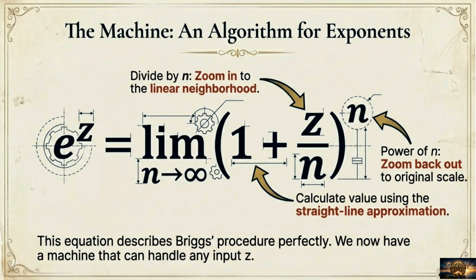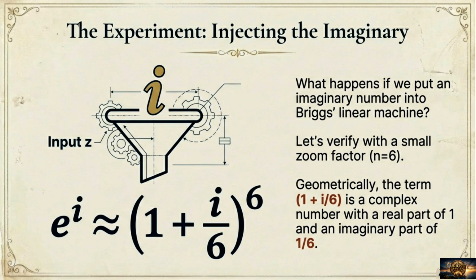This leads to an algorithm for exponents, often called the compound interest formula. We divide by n to zoom in, calculate the value using the straight line approximation, and then raise it to the power of n to zoom back out. This machine can now handle any input z. What happens if we inject an imaginary number, like i, into Briggs's linear machine?